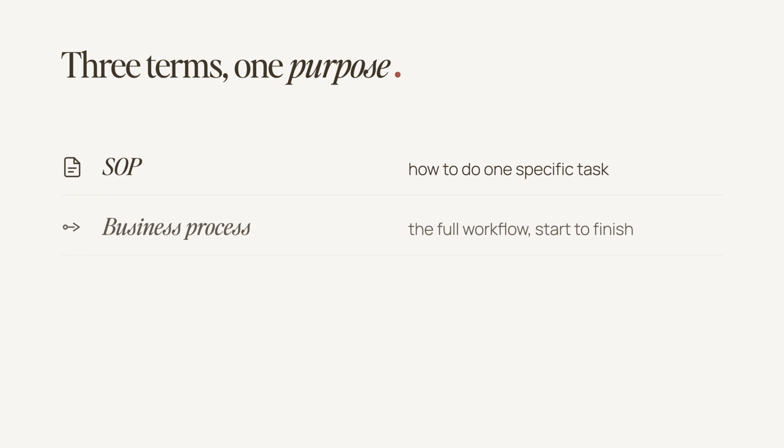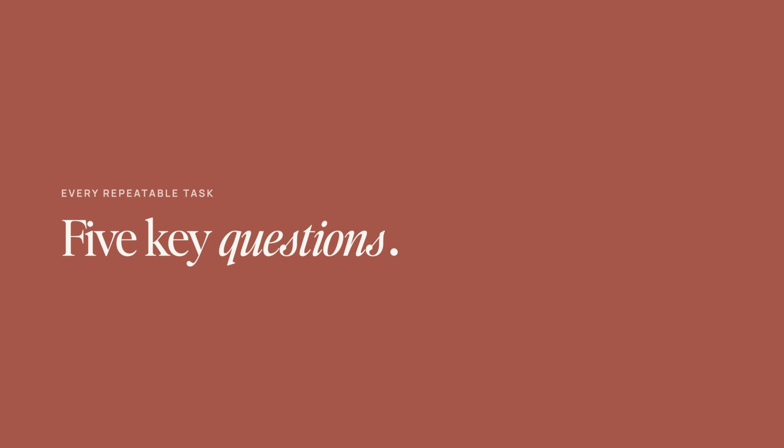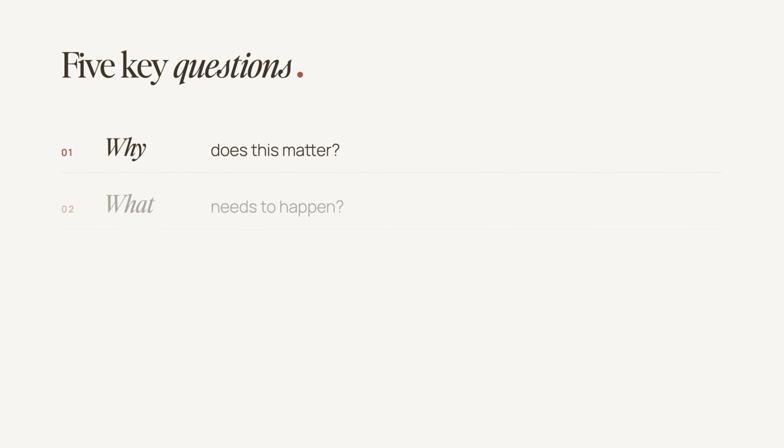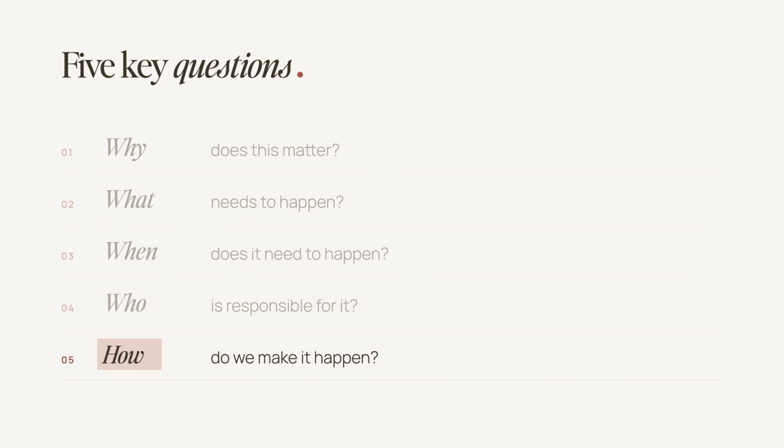These are all terms used to describe how things get done in our business. And we can think of these as answering 5 key questions every time we need to execute a repeatable task. Why does this matter? What needs to happen? When does this need to happen? Who is responsible for this? And how do we make it happen?